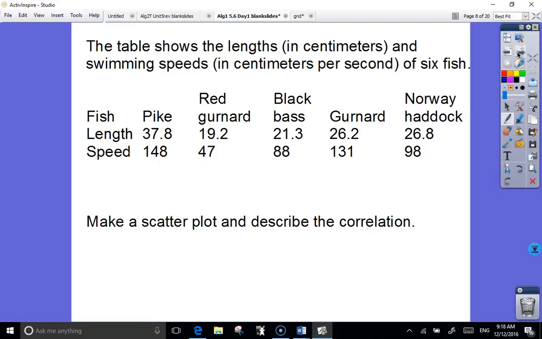But anyways, here's a table that shows the lengths in centimeters and the swimming speeds in centimeters per second of 6 fish. So do you think, quiet please, do you think that there should be some kind of correlation between the length of a fish and how fast it could swim? What do you think it would be? Bigger means faster? Bigger is probably slower. Bigger, okay. Well, here's a bunch of data they collected, so let's graph it and see what it looks like.